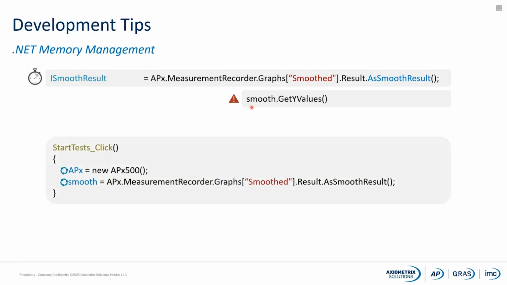So what I recommend as a good practice is, for example, let's say you have a function called start tests, what I recommend is at the top of your function, if there are any object references that you've stored in variables, to reinstantiate them before you utilize them.